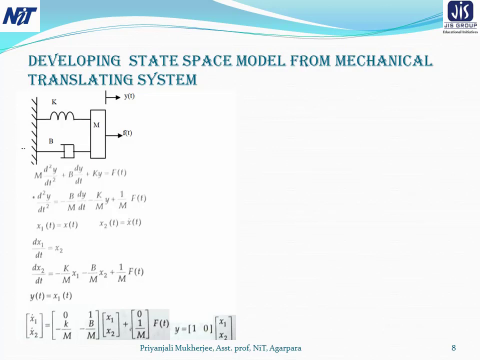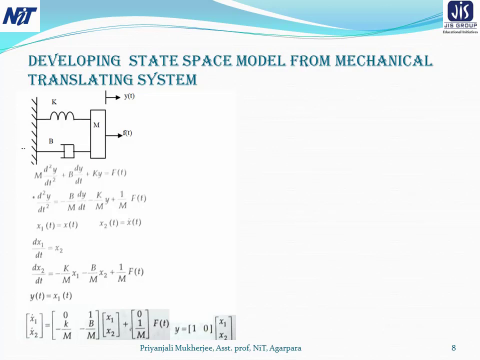And similarly, for the next one, we can write the equation of x2 dot in the form of matrix, and the coefficient of x1 becomes minus k by m, the coefficient of x2 becomes minus b by m, and the coefficient of f of t becomes 1 by m. So this one becomes the state equation, which is of the form x dot is equal to Ax of t plus Bu of t. And the second equation is the output equation.